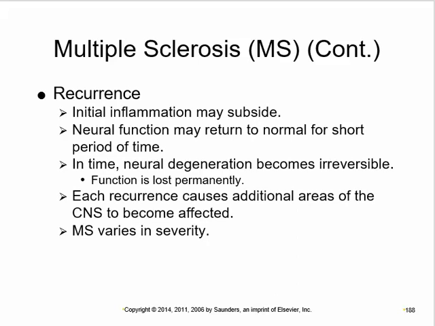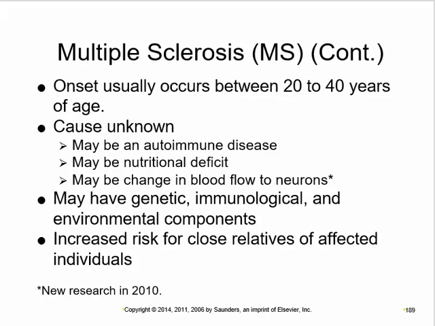Another friend of mine's wife has got pretty severe motor issues because of her MS. So it varies. It usually happens between ages 20 and 40.